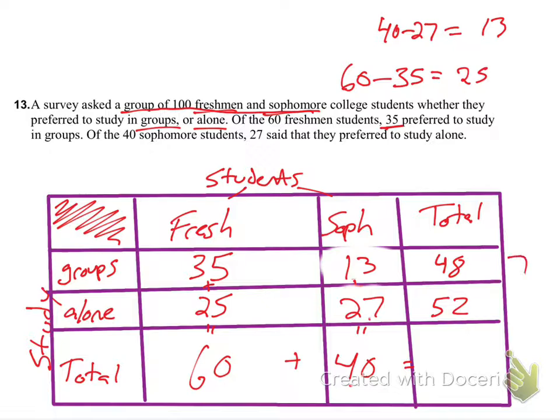So here's the moment of truth. If I add these two together, will that equal our total number of 100? And it will. 52 plus 48 is equal to 100. So what you can tell from this is that there are 35 freshmen who like to study in groups. There's 25 that like to study alone. There's 13 sophomores that like to study in groups. 27 like to study alone. There are a total of 48 freshmen and sophomores that like to study in groups, and a total of 52 freshmen and sophomores that like to study alone.